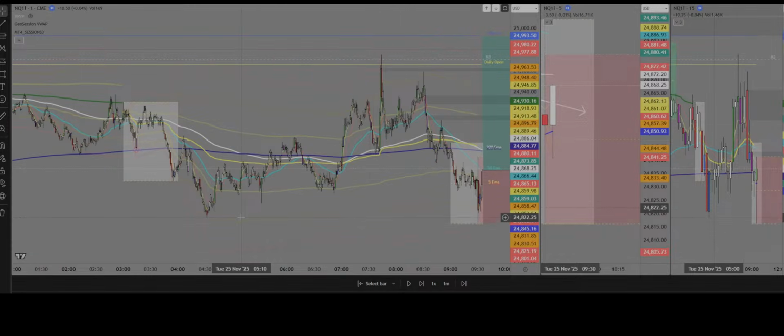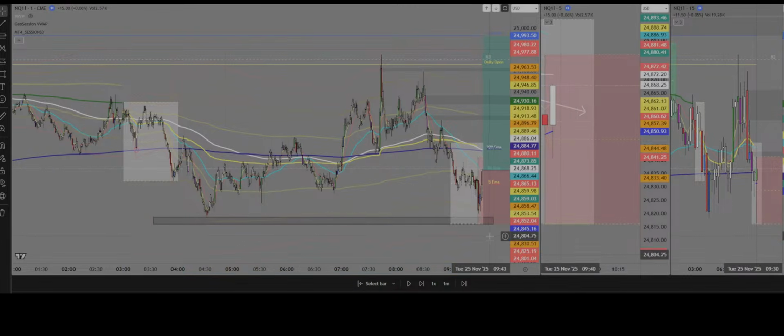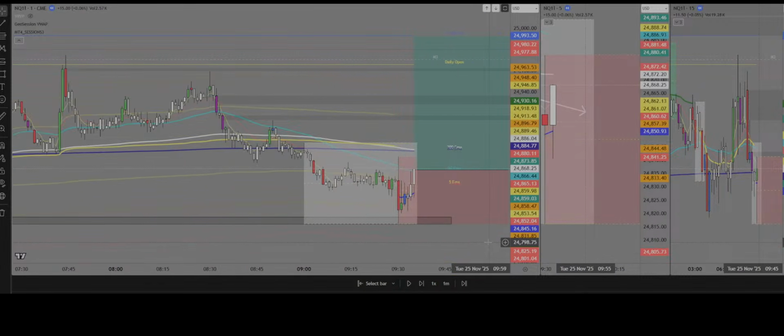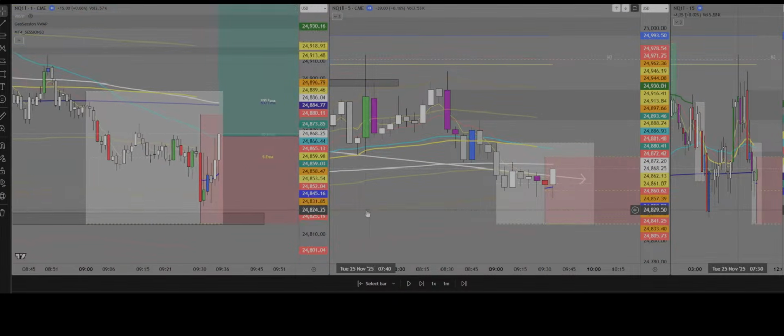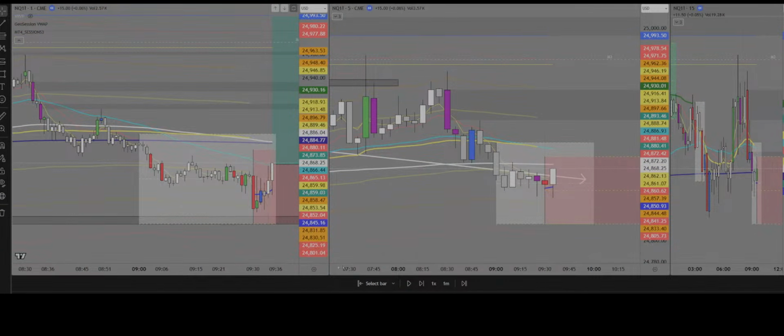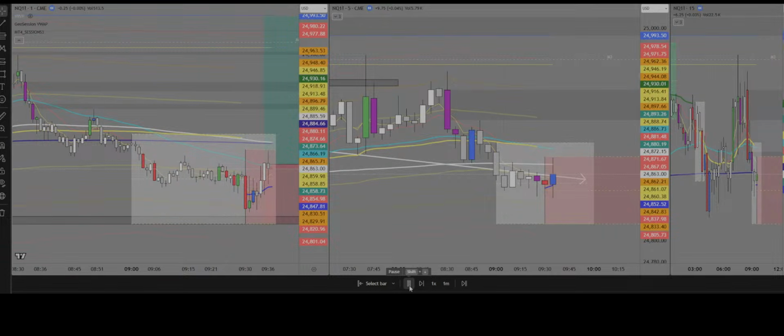Let's see. They barely took out. Oh, that's nice too. Look at that. They swept London low. Barely. I was too zoomed in to pay attention. That's why we need to zoom out. Okay. So let's see if it dumps or not.